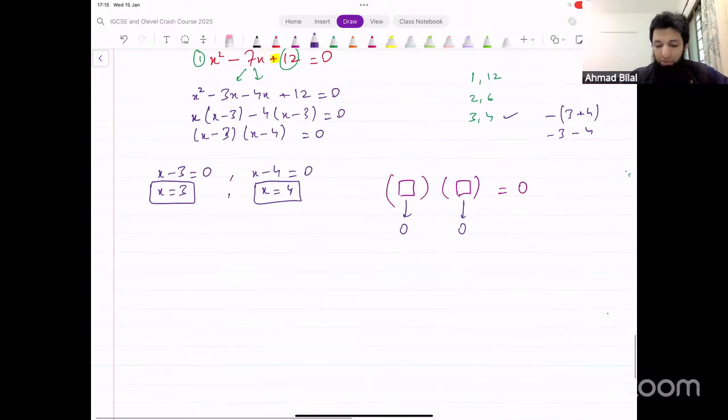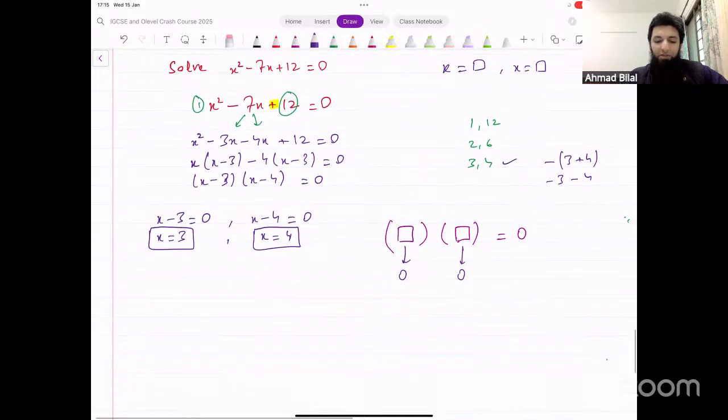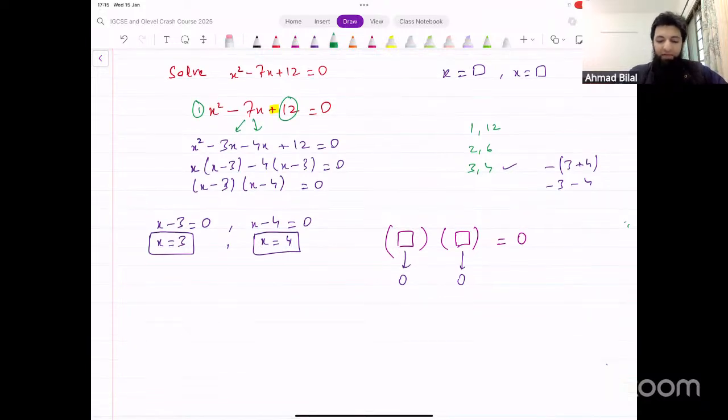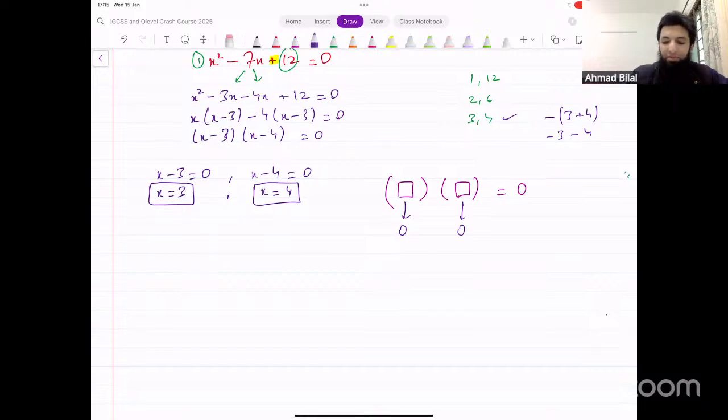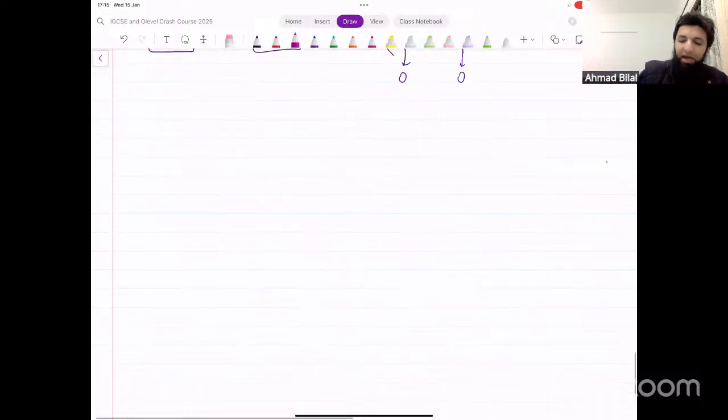Okay? So that's the idea. When we solve quadratic equations, what we try to do is factorize the left-hand side. When we have factorized it, when we have this form, two things multiplying, and the result is equal to 0, that means either the first one is equal to 0 or the second one is equal to 0. That means we can find the values of x from that. Okay? Let's take another example. Whatever equation we've got, we will basically be factorizing the left-hand side first.